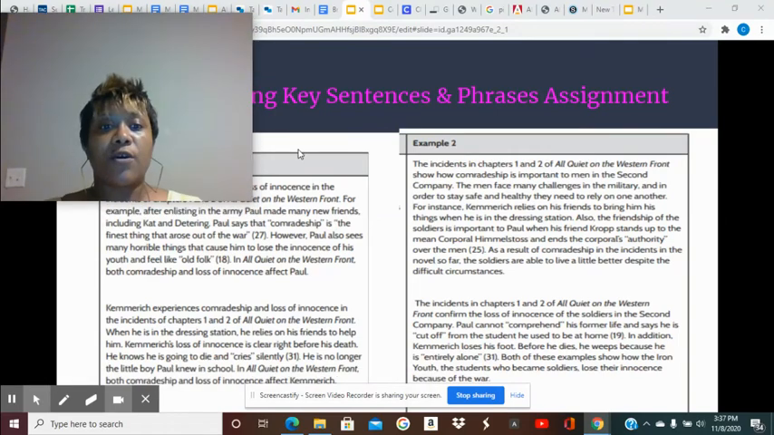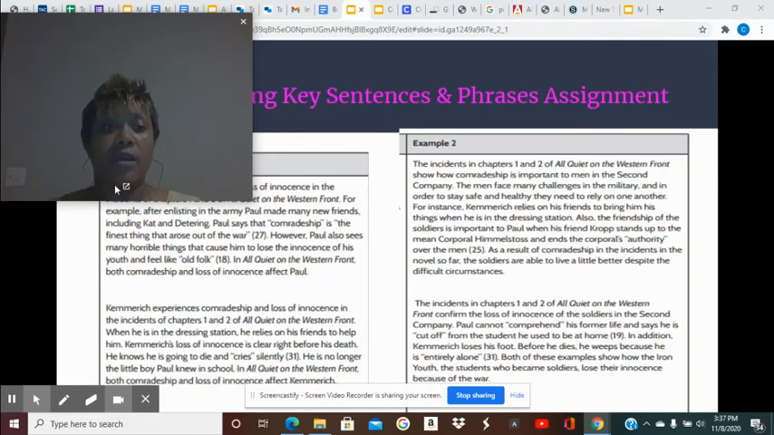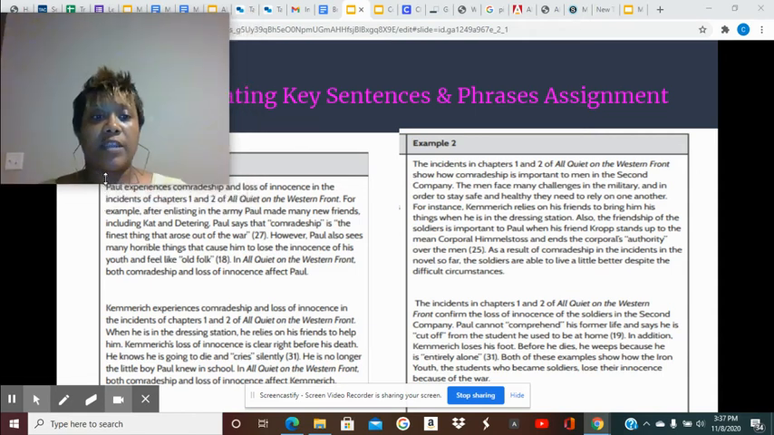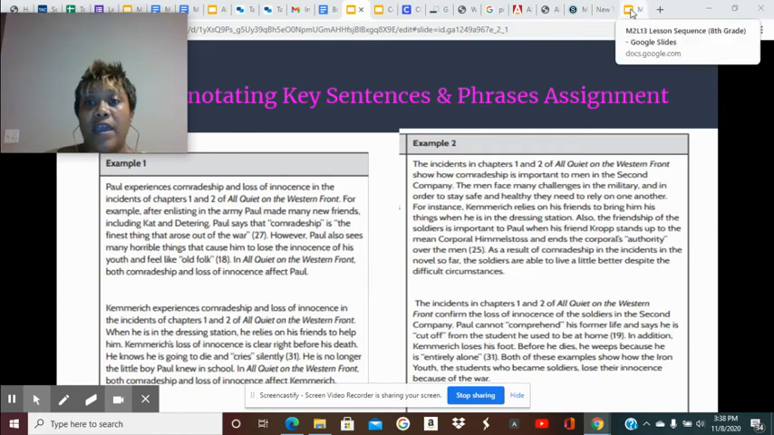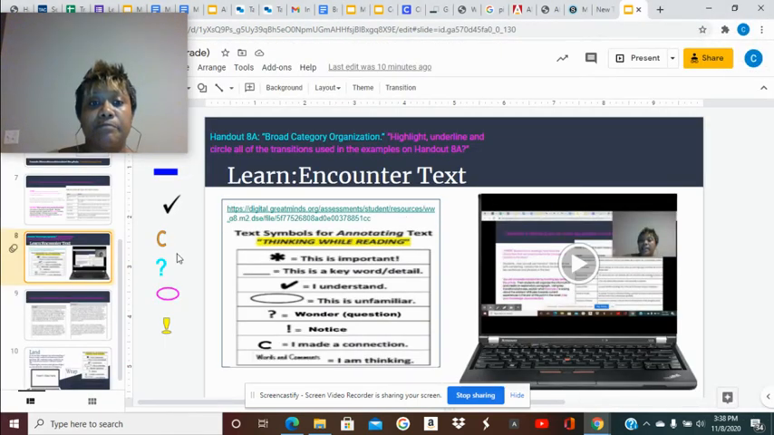Okay, leaders. So now we are going to start actually annotating our example passage. What I'm going to do is toggle back and forth to another page so you can see what our symbols are that we use when we're annotating, because I want you to be familiar with those. The colors that I've used will definitely be the colors for the remainder of our school year going forward, so I want to go to that page to show you that information.